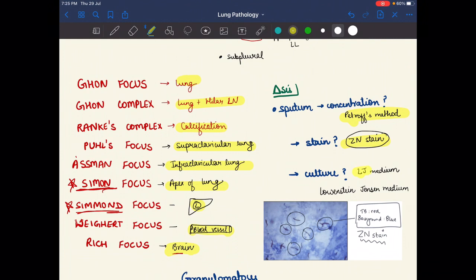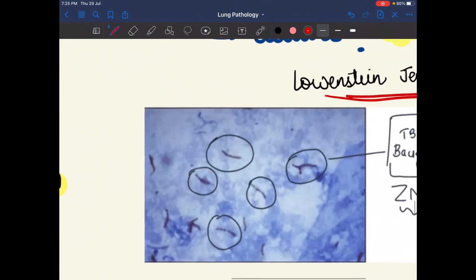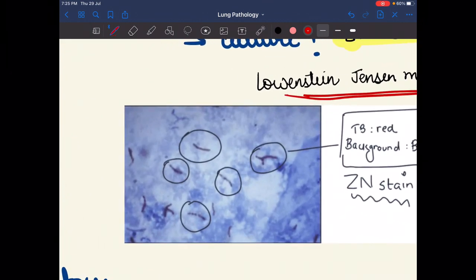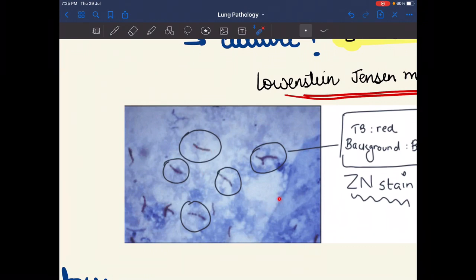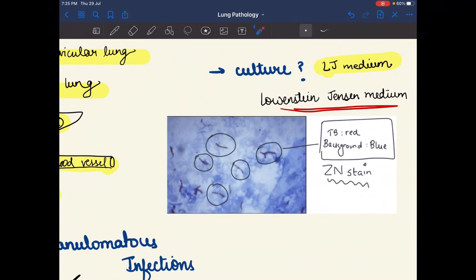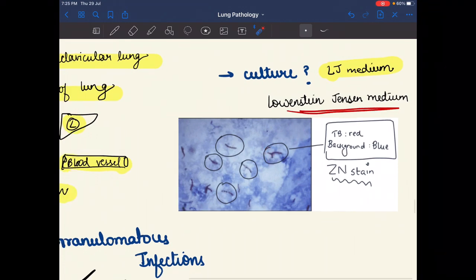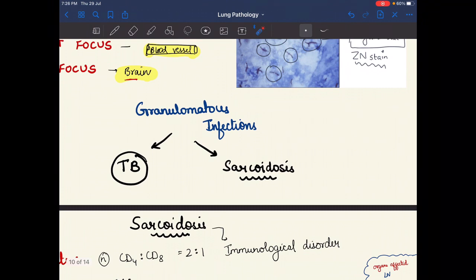And for the stain, Ziehl-Neelsen stain is used, and we culture it on LJ medium. LJ stands for Lowenstein-Jensen medium. We see in this that the TB, tuberculosis bacteria, is red in color, and the background is blue in color. So this is a Ziehl-Neelsen stain. It is a photo of a Ziehl-Neelsen stain in which we see the tuberculosis is red in color and the background is blue in color.